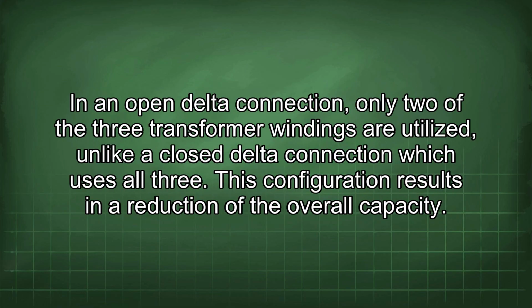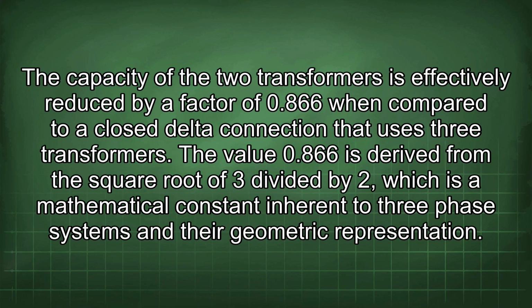In an open delta connection, only 2 of the 3 transformer windings are utilized, unlike a closed delta connection which uses all 3. This configuration results in a reduction of the overall capacity. The capacity of the 2 transformers is effectively reduced by a factor of 0.866 when compared to a closed delta connection that uses 3 transformers. The value 0.866 is derived from the square root of 3 divided by 2, which is a mathematical constant inherent to three-phase systems and their geometric representation.